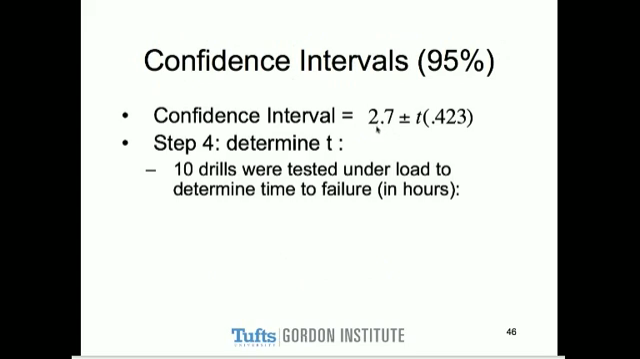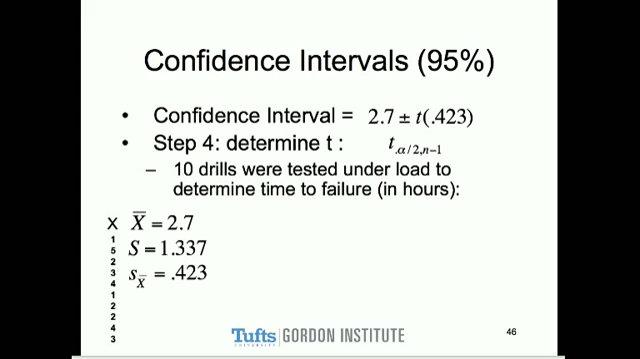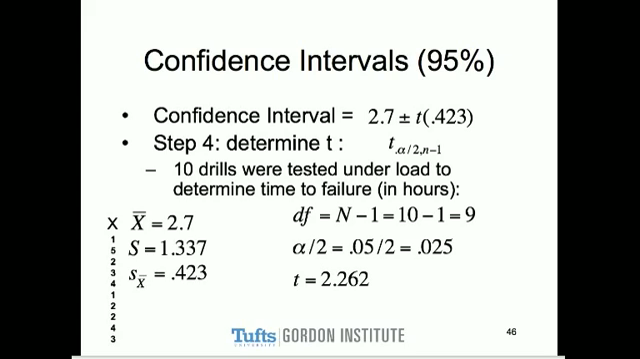Okay, so now we have 2.7 plus or minus t times the standard error of the mean, which is 4.23. Now we have to look up t. This is the data that we have already calculated. In the back of the book, in the t table, we need to determine our degrees of freedom, and that's what this is written as right here. N minus 1 is degrees of freedom. That's 9. The reason it's written as alpha divided by 2, n minus 1, is that it's a two-tailed test, a two-tailed interval, so plus or minus. So alpha divided by 2 is 0.025. We need these to go back into the book, and we come up with a t value of 2.262, which is plugged in right there.